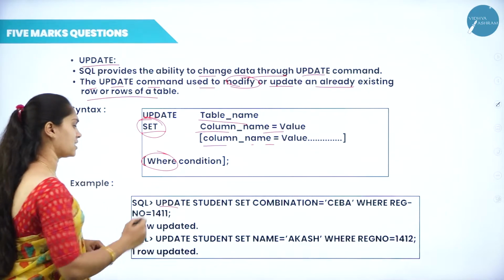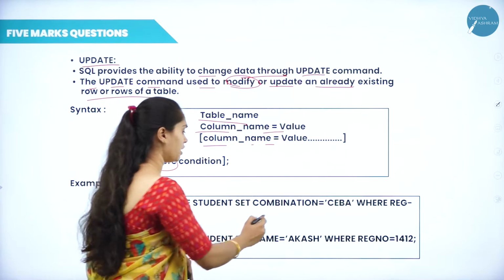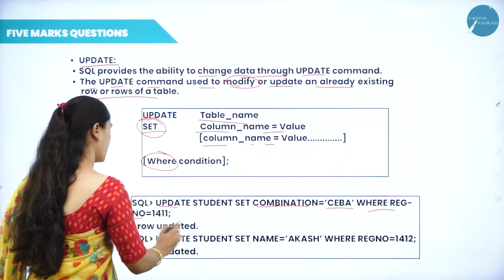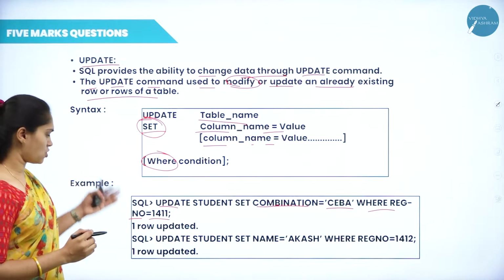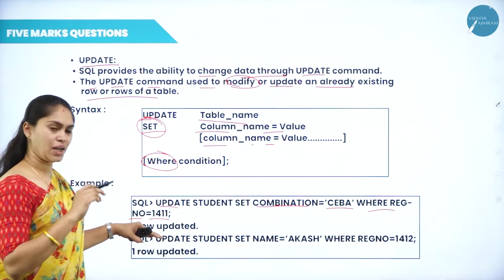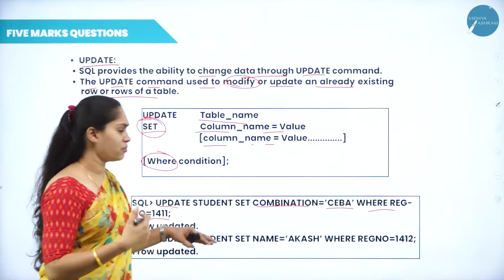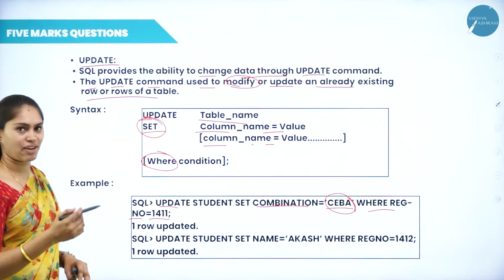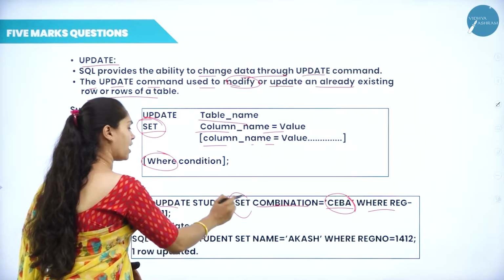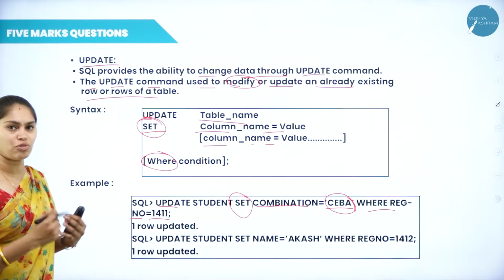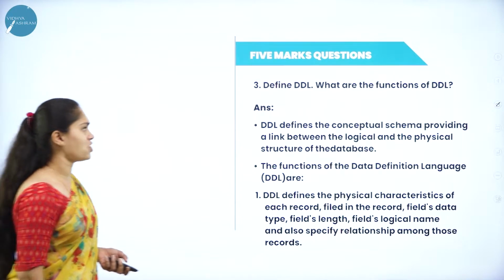Here I have taken one more example. UPDATE student SET combination equals CEBA WHERE register number equals 1411. So the student who has register number 1411, their combination is going to be changed to CEBA. Whatever the existing value, I am now setting a new value by making use of this UPDATE command. So in this way, you have to understand. We'll see the next question.